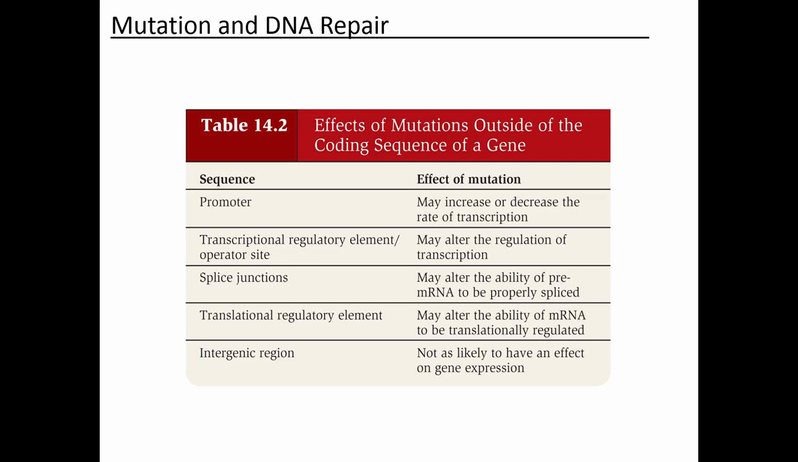You can also have a mutation in the splice junctions, or in the segments that tell you where to splice a particular mRNA molecule. And obviously if you don't splice it correctly, that's not going to code for the correct protein. And then there are also these additional ones that can have either an effect or no effect on the organism, but they're both outside of the coding region of DNA.